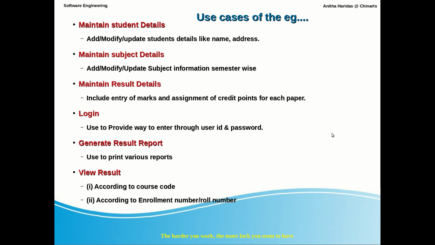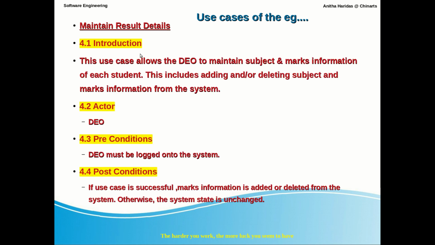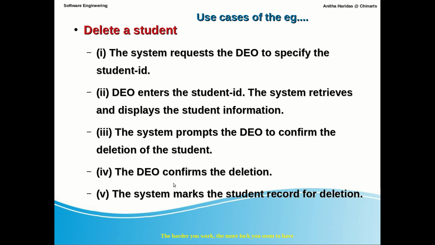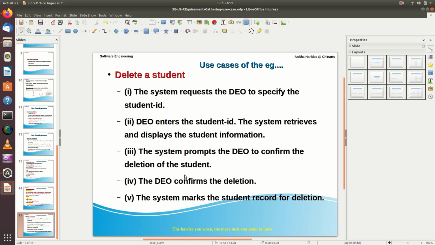We have seen an example of the result management system, in which what are the different use cases we have seen, how one use case can be described with 4 parts of information like introduction, actor, precondition and postcondition. If you want to give further detailing, we have seen an example of deleting a student. What are the things to be done when you want to delete a student? So this is how a use case diagram helps in collecting the requirements in requirements engineering process. We will see requirement analysis in the next video. Thank you.